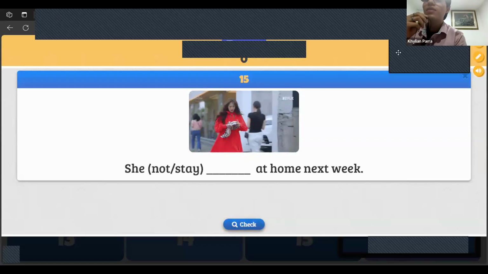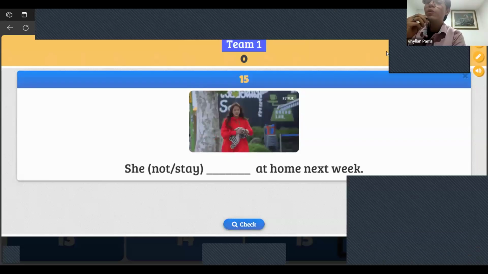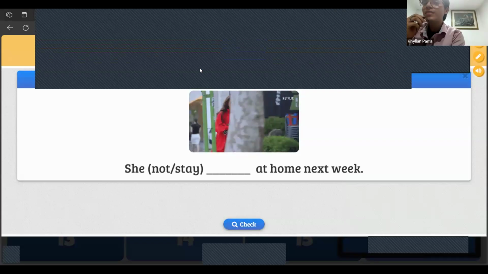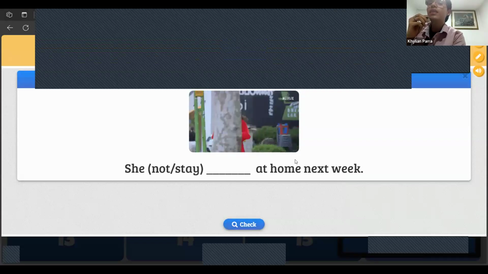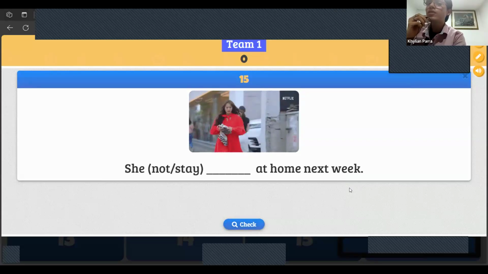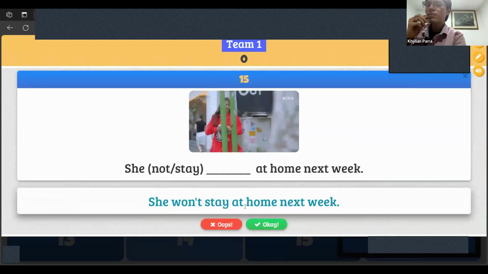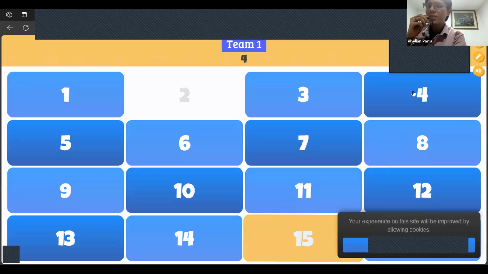Okay, in the first sentence, for example, we have: she stays at home next week. When we are talking about a possible thing that will happen in the future, we're going to use "she won't stay" because we are using the negative form. So, she won't stay at home next week. Okay, let's check it out.